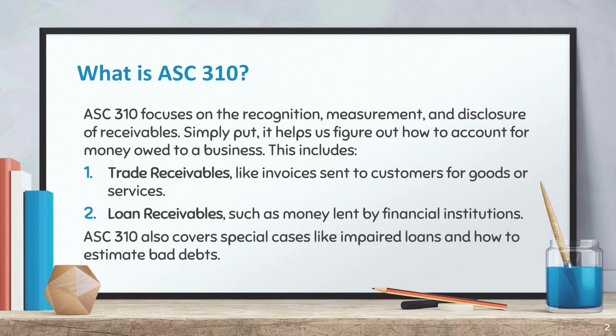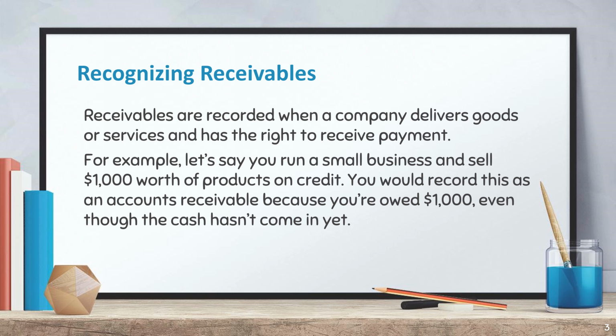First, let's talk about recognizing receivables. Receivables are recorded when a company delivers goods or services and has the right to receive payment. For example, let's say you run a small business and sell $1,000 worth of products on credit. You would record this as an accounts receivable because you're owed $1,000, even though the cash hasn't come in yet.